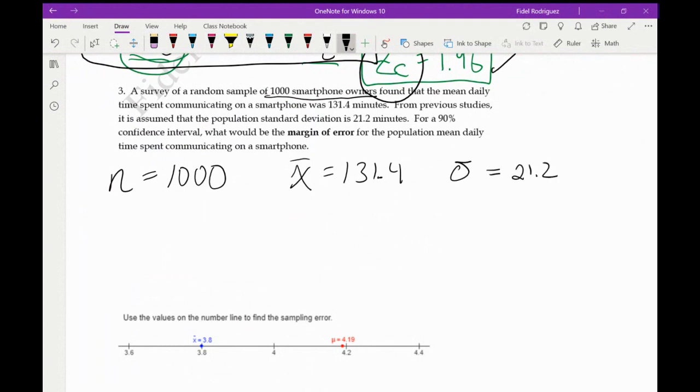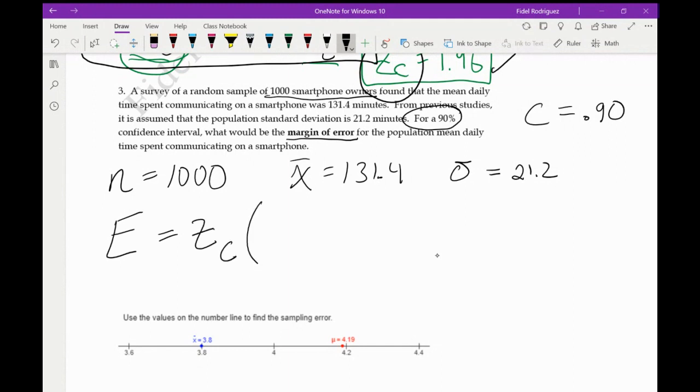This is in minutes. Now it says for a 90% confidence interval. So my C is equal to 0.90 because it's a 90%. What would the margin of error be for the population mean daily time spent communicating on a smartphone? We're going to find our margin of error. So that formula again is ZC times sigma divided by the square root of N.